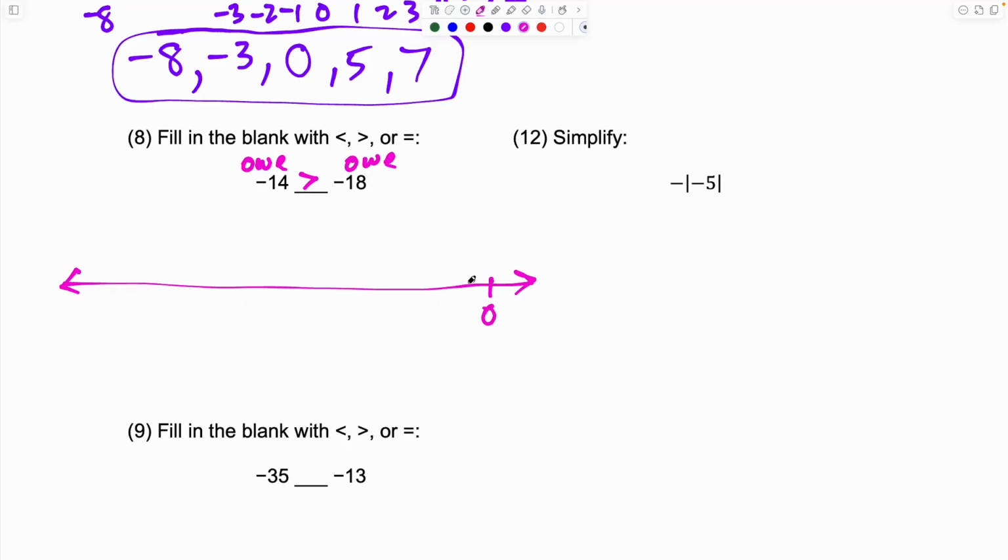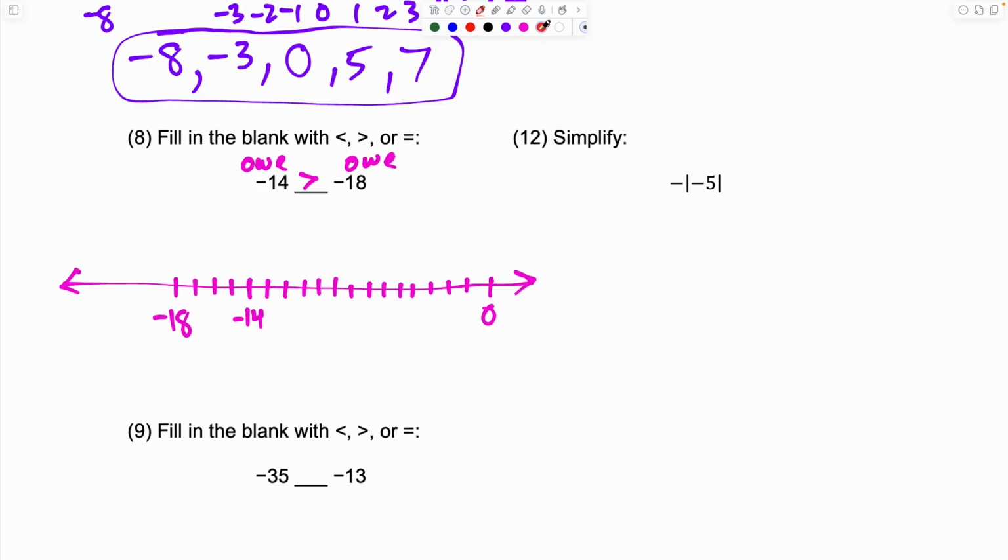So then we have, let's see, negative 1, 2, 3, 4, 5, 6, 7, 8, 9, 10. Then we have 11, 12, 13, 14. So this is negative 14 over here. And then we have negative 15, negative 16, negative 17, negative 18.